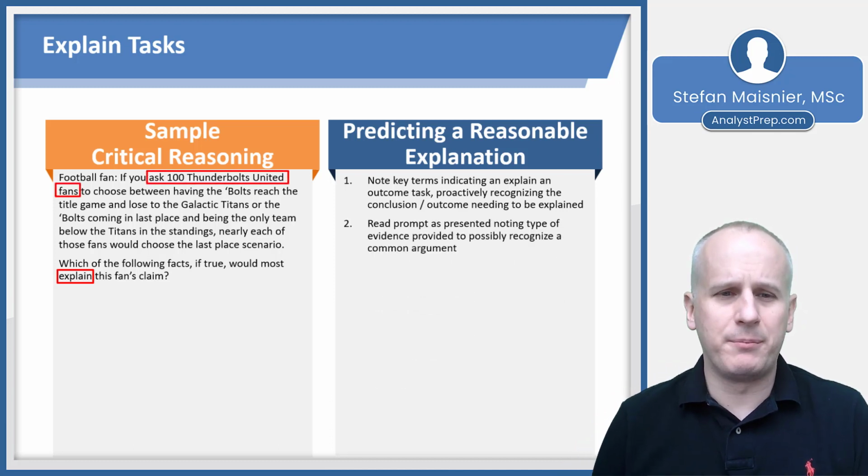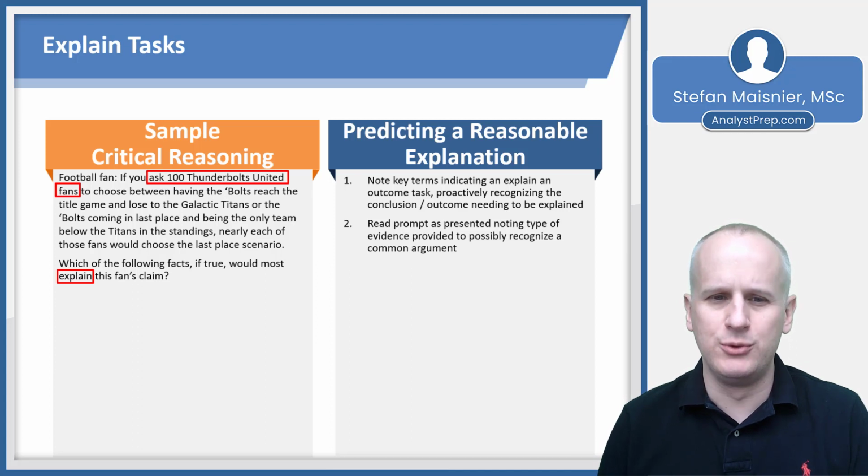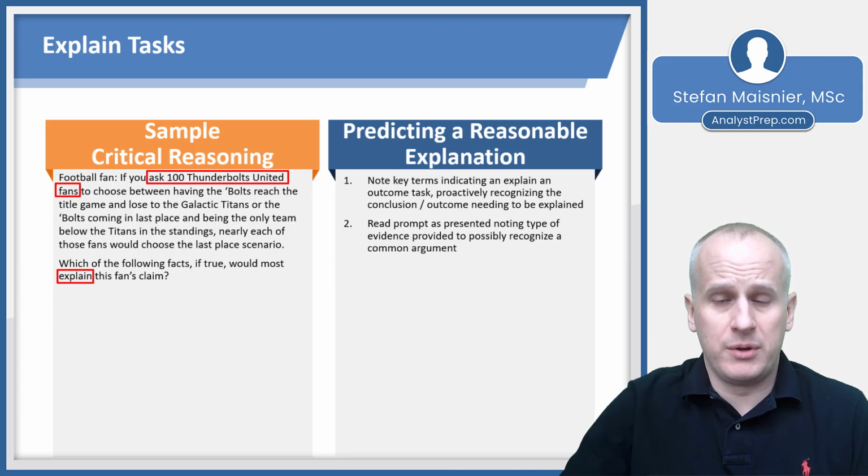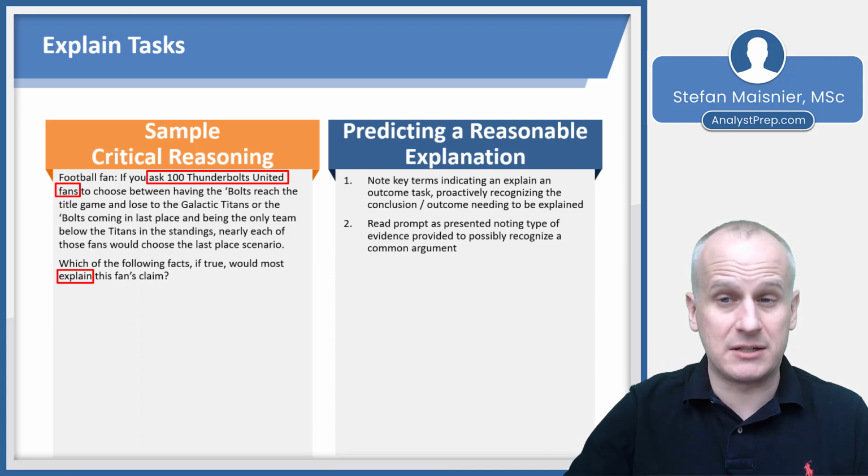And so there's a football fan who says, if you ask 100 Thunderbolts United fans to choose between having the Bolts reach the title game and lose to the Galactic Titans, or the Bolts coming in last place and being the only team below the Titans in the standings, nearly each of those fans would choose the last place scenario. So we could see you ask 100 Thunderbolts United fans. So we're looking at a situation where we're taking a sample. So we know that we may want to find out why the fans specifically are actually saying, I'd rather my team do worse in this scenario.